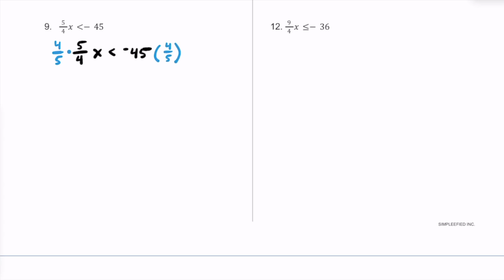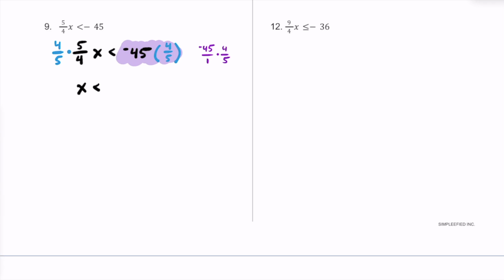On the left side of the equation, notice that the 4/5 times 5/4 will just equal 1. So we just have 1x on the left side of the equation, or just x. And on the right side of the equation, we have -45 multiplied by this 4/5. So I'm going to go ahead and write that on the side here. So -45 is -45 over 1. And 4/5 is just going to stay the same here.